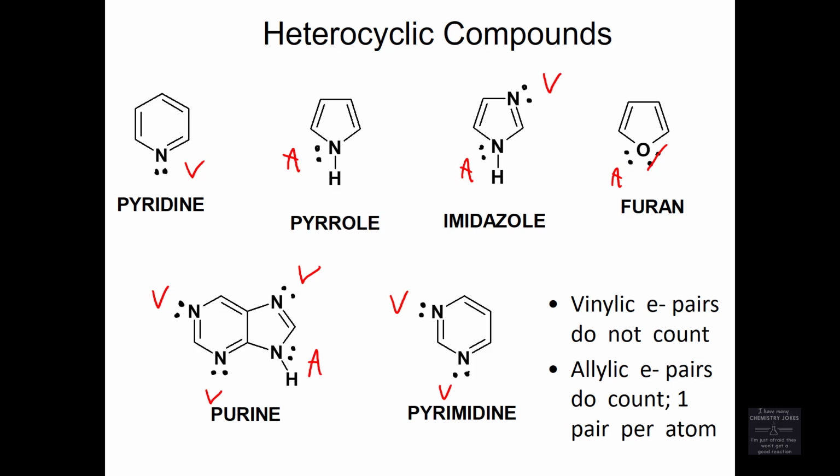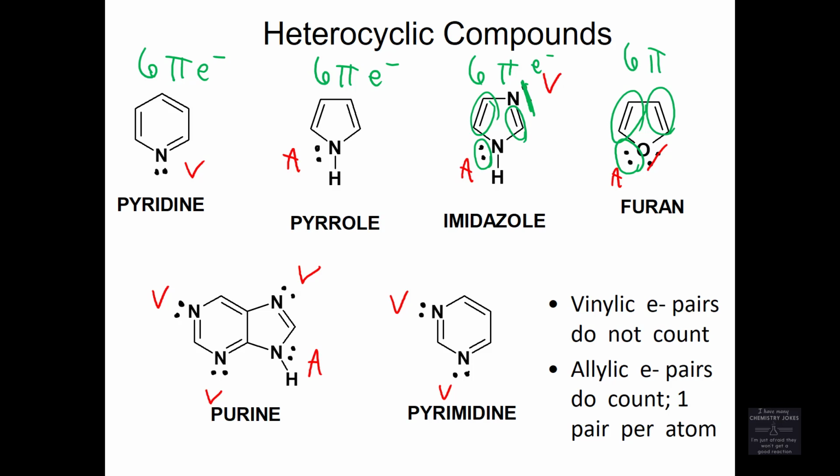So if we use that designation to go through and count, it means pyridine has 6 pi electrons, just like benzene. It's aromatic. It means pyrrole has 6 pi electrons, just like benzene. It's aromatic. It means imidazole has 6 pi electrons, just like benzene. These guys don't count. These 6 do count. Imidazole, aromatic. Furan, yep, 6 pi electrons. We're going to get to an example momentarily that doesn't have 6.